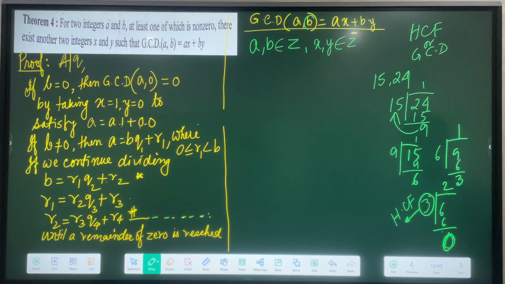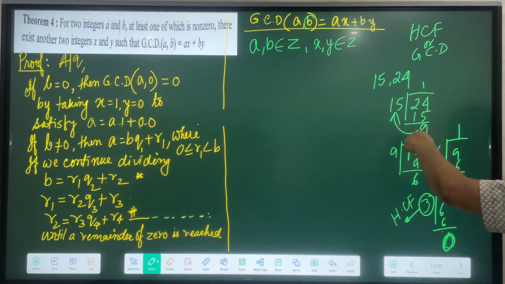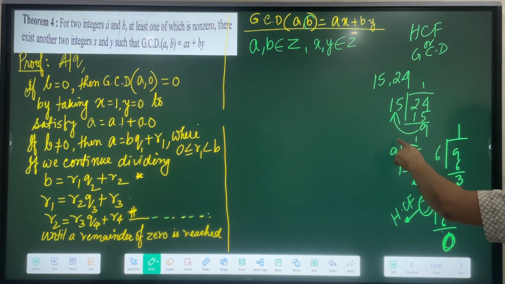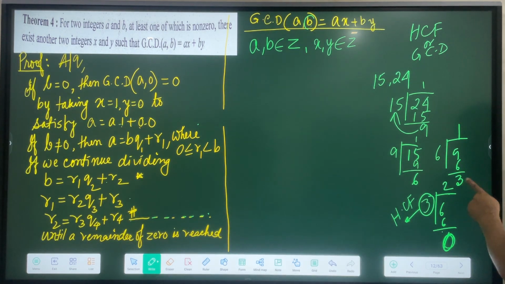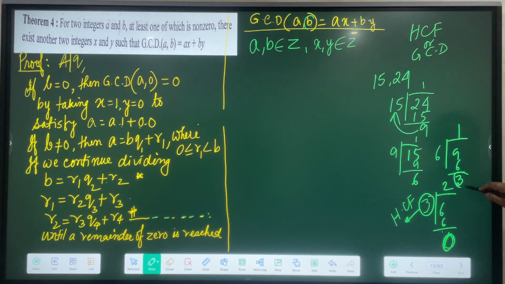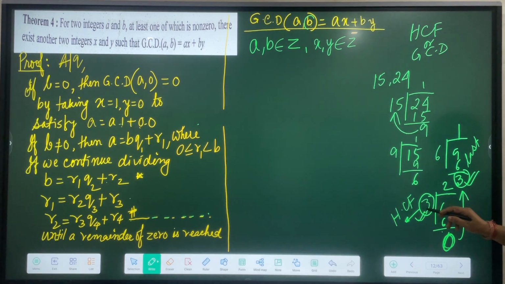This you know already. That means until we get remainder 0, we will go on dividing, each time dividing the divisor by the remainder. So the last non-zero remainder is the HCF. Why is this the HCF? This is a non-zero remainder, and after that, when we divide again, we get remainder 0. So this is the last non-zero remainder, so this is the HCF.